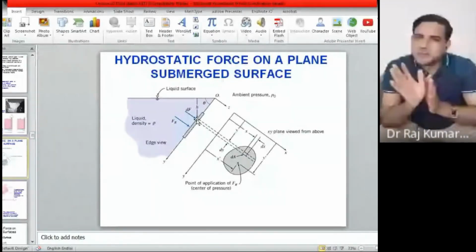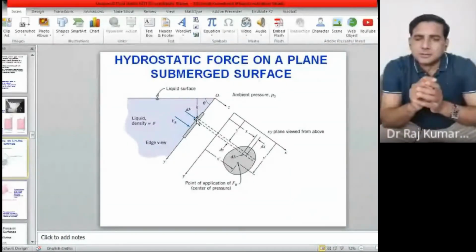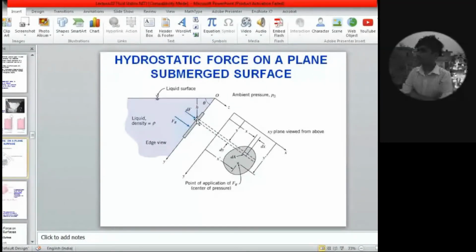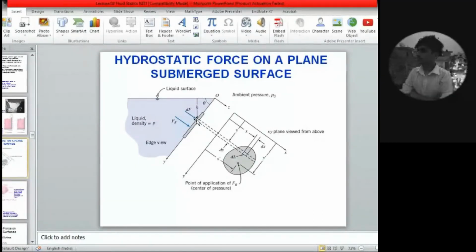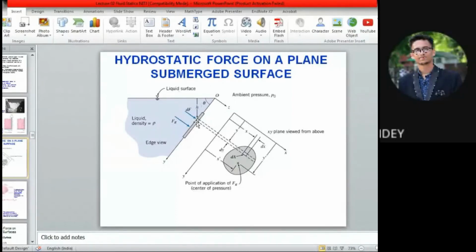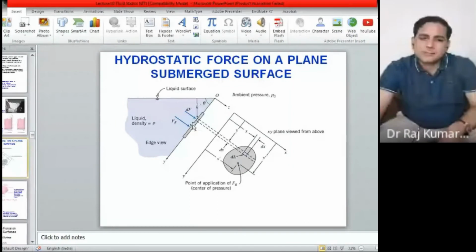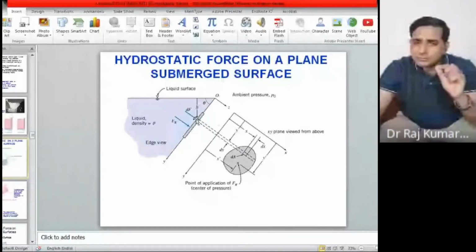Rho is the density of the fluid. g is g. You cannot change it. H is what? What is H? Vertical height, inclined height, which height? Vertical height. So see the figure here clearly. In the figure, this vertical height is given as h only. This is your vertical height only. So your pressure at this particular point is rho gh. Yes or no?